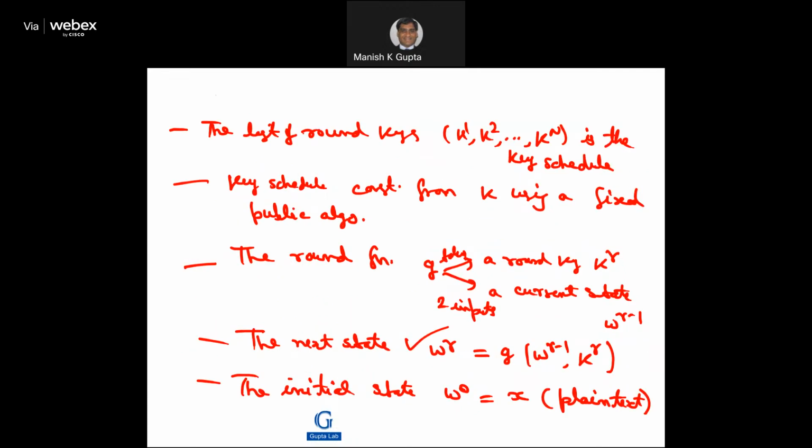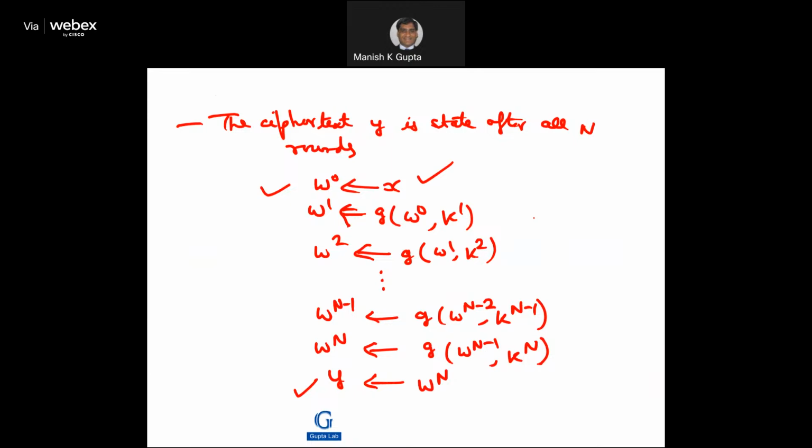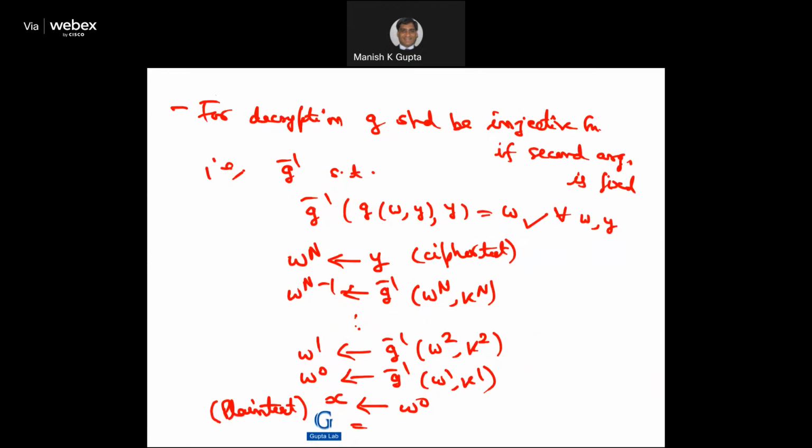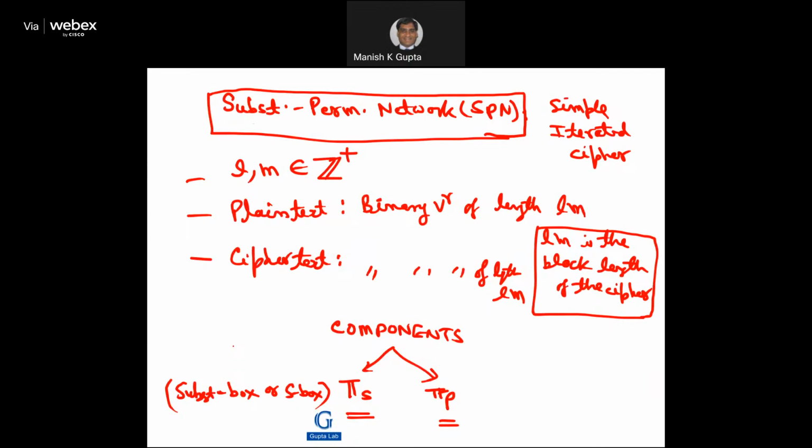So we start with a plain text and we assume that it's a binary string, a binary sequence of length L times M. Then this is our process from plain text to ciphertext using these kinds of round operations that we do. And there is an inverse of it, so that from the given ciphertext, you can get the plain text back.